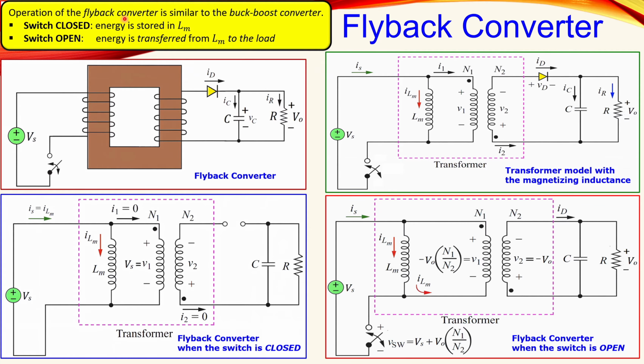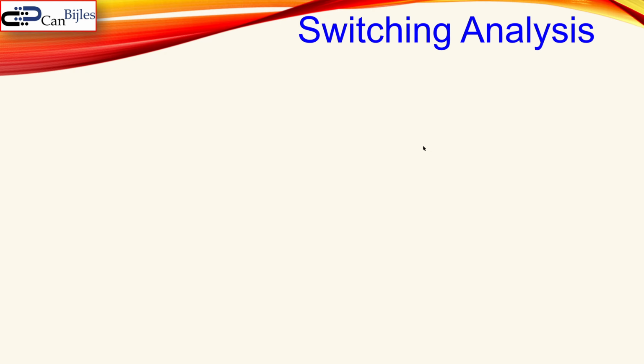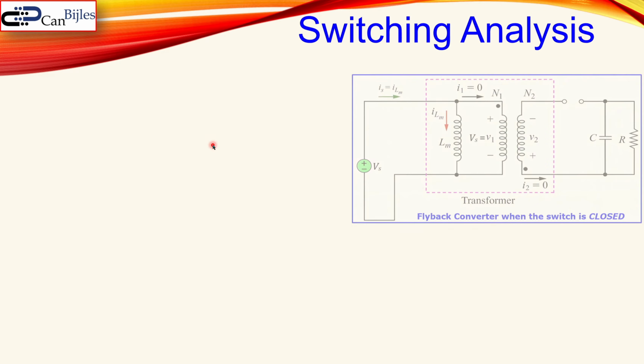Now the operation of the Flyback Converter is similar to the buck-boost converter we have discussed before. In summary, with the switch closed, the energy is stored in our inductance Lm. With the switch open, the energy is transferred from Lm to the load, that's R. Let's now go into the detail of the switching analysis that will allow us to design the circuit later and also develop our equations for our design.